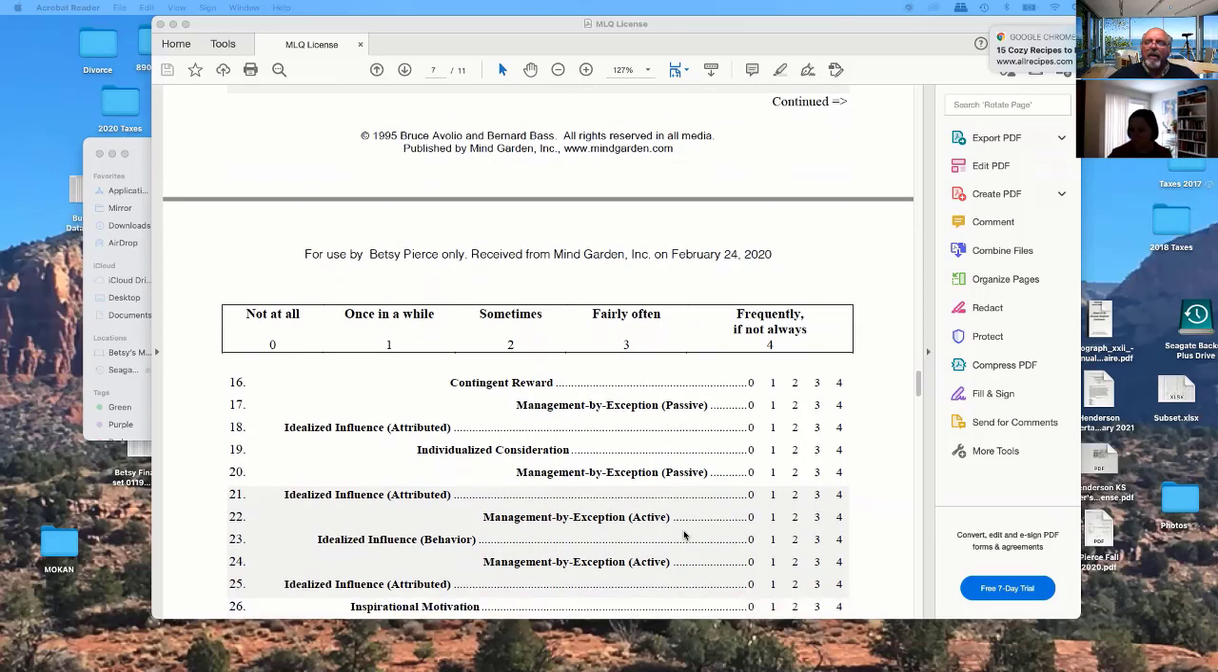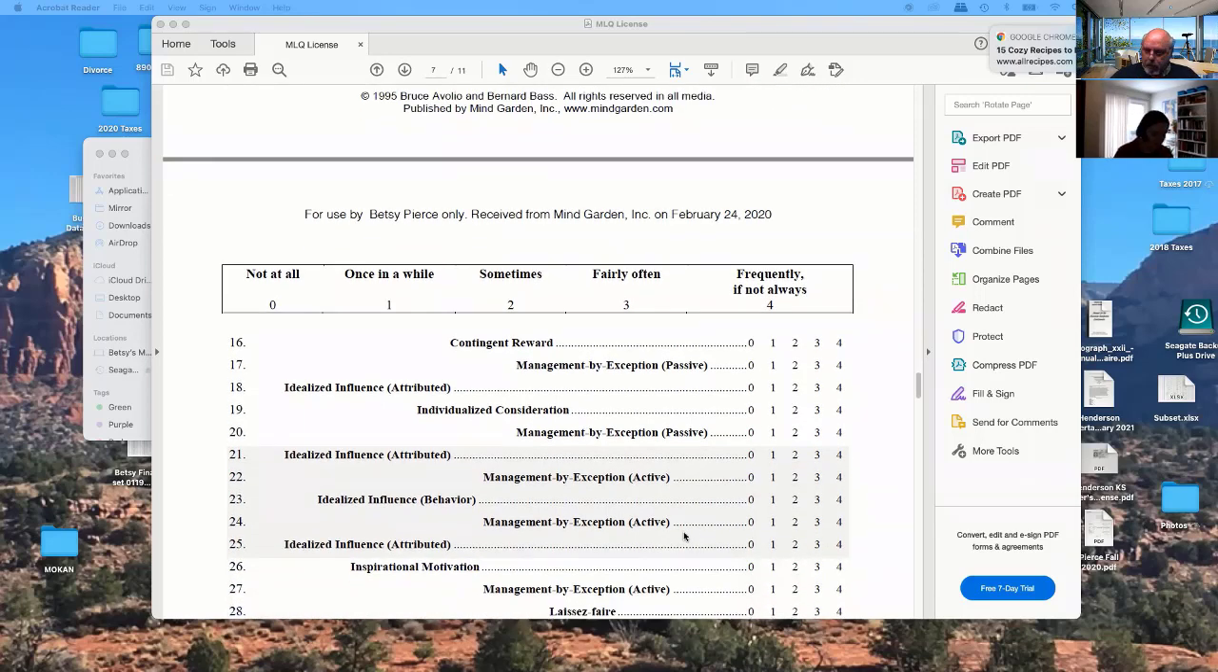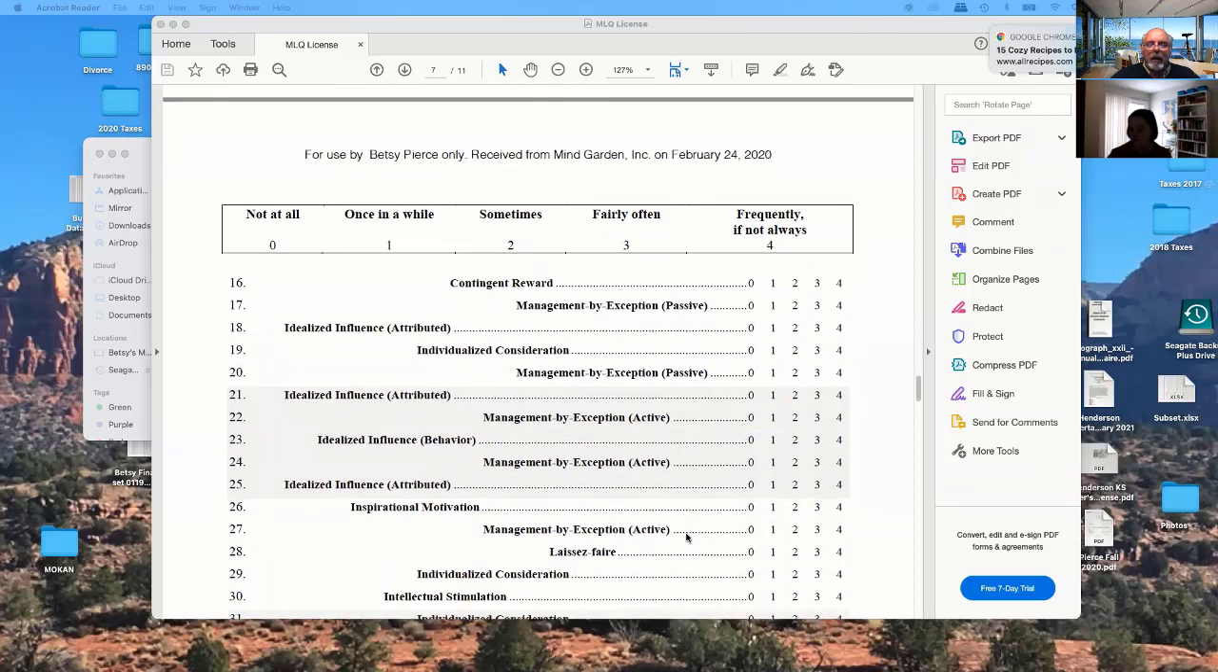All right, so this shows how they're scored. 22, 24. I'll get you to the questions. I'm just writing down some of the questions.